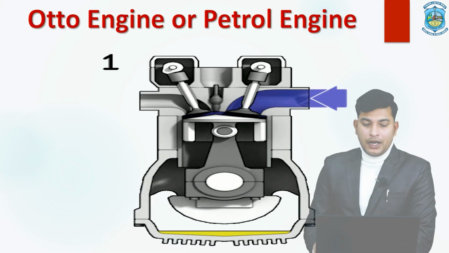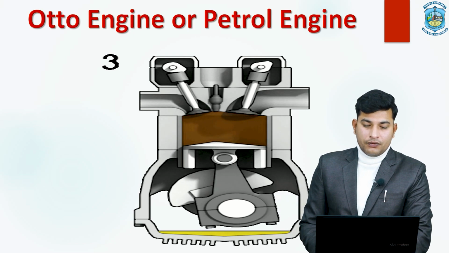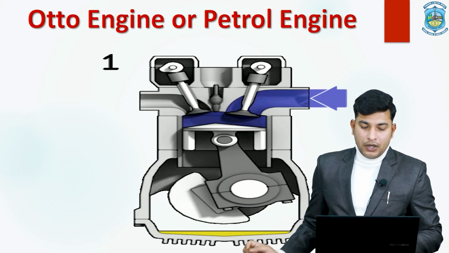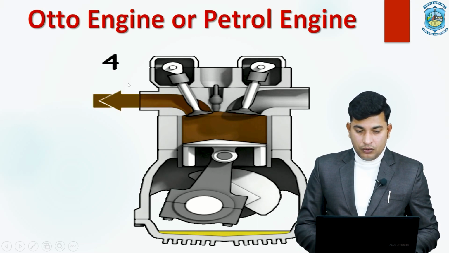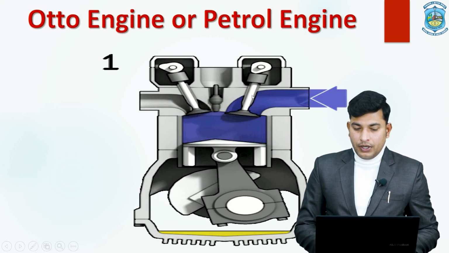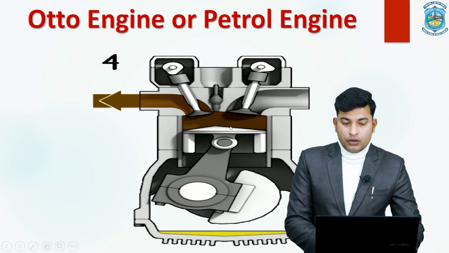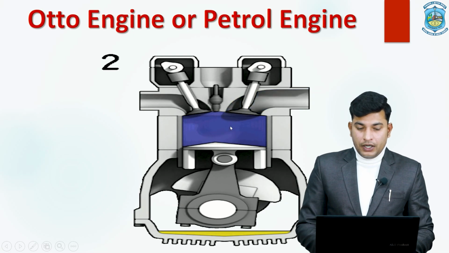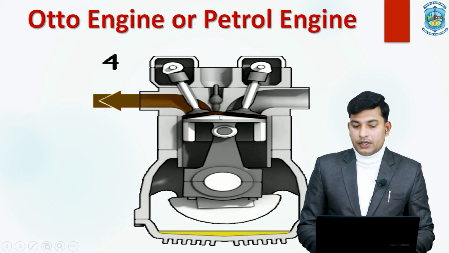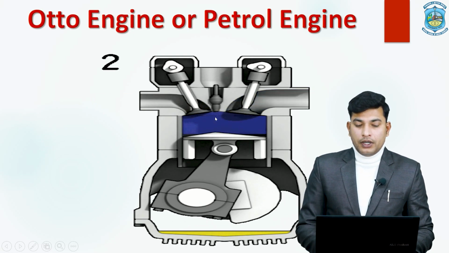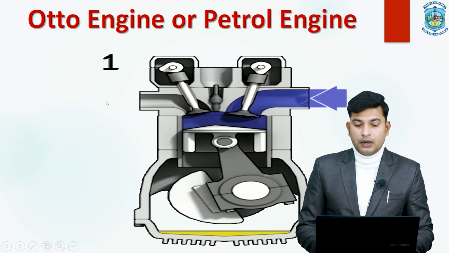As I have described all 4 strokes, we can now see the final GIF image of our Otto engine and the working of the Otto engine. As the numbers go, the first number is showing the input, and this is filling, the blue one is filling petrol, or the mixture, in it. The second one is the compression process. The third one is the spark process, and the fourth one is releasing the waste, where the valve opens and releases.